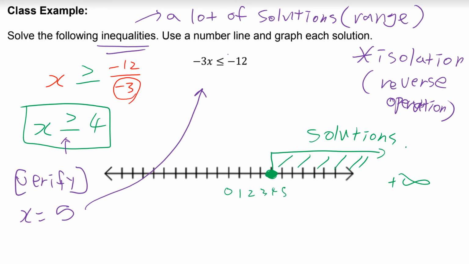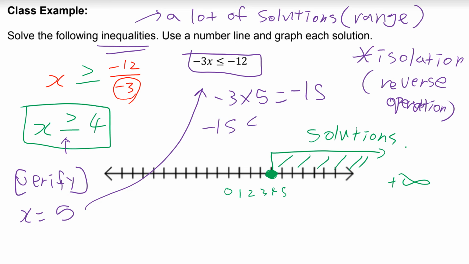Sorry, I'm just going to erase to show the original condition that we have. Negative 3 times 5 gives you negative 15, which means negative 15 is smaller than or equal to negative 12. Is this condition still valid? Yes, it is, because negative 15 is smaller than negative 12. That's how we verify an inequality situation.